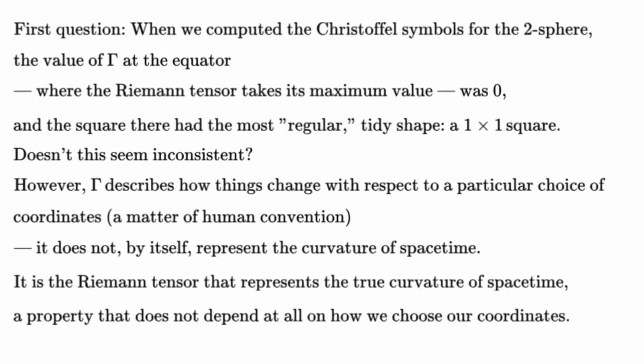Here, a couple of intuitive questions might come to mind. First question: when we computed the Christoffel symbols for the two-sphere, the value of gamma at the equator, where the Riemann tensor takes its maximum value, was 0, and the square there had the most regular, tidy shape, a 1 times 1 square. Doesn't this seem inconsistent? However, gamma describes how things change with respect to a particular choice of coordinates, a matter of human convention. It does not, by itself, represent the curvature of spacetime. It is the Riemann tensor that represents the true curvature of spacetime, a property that does not depend at all on how we choose our coordinates.